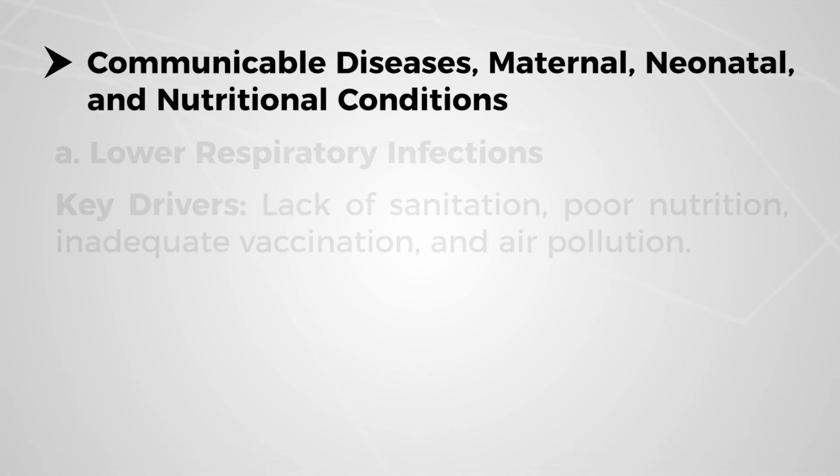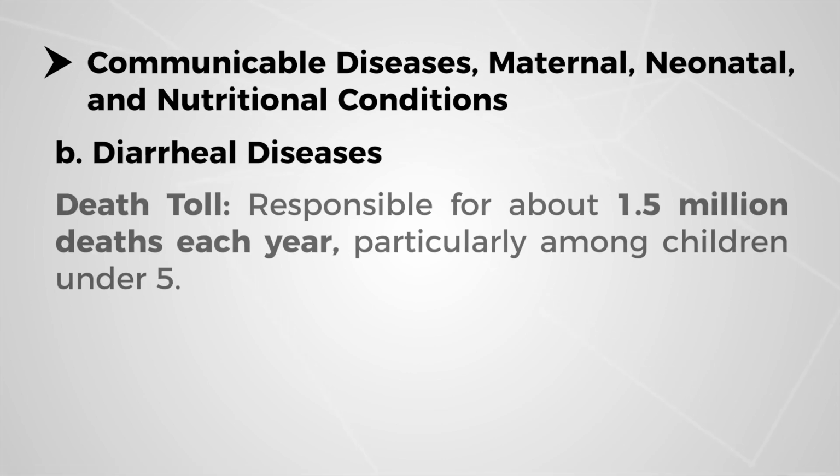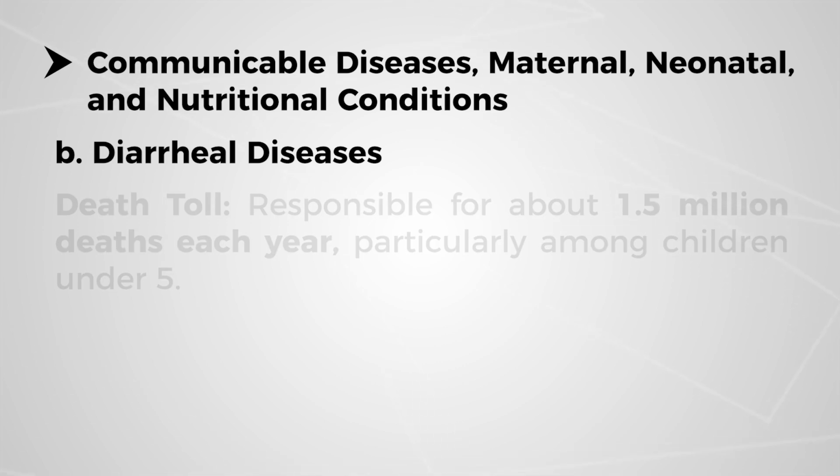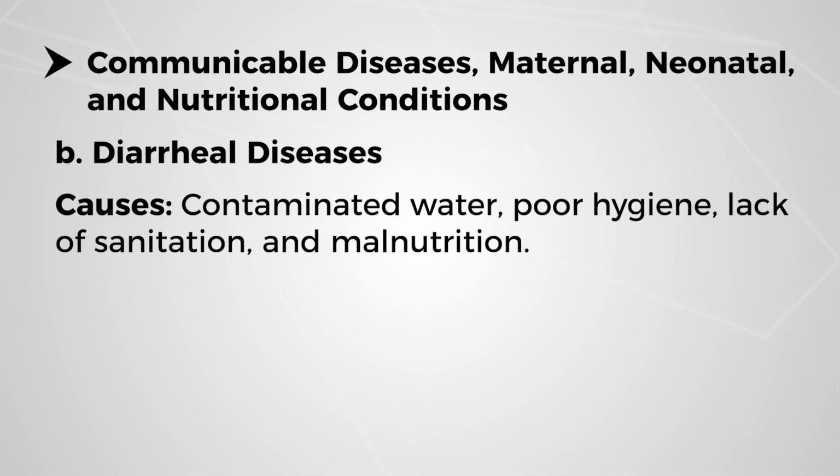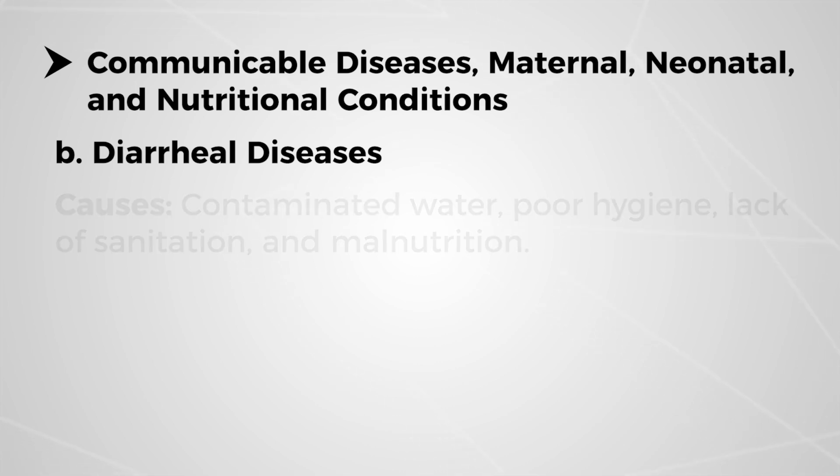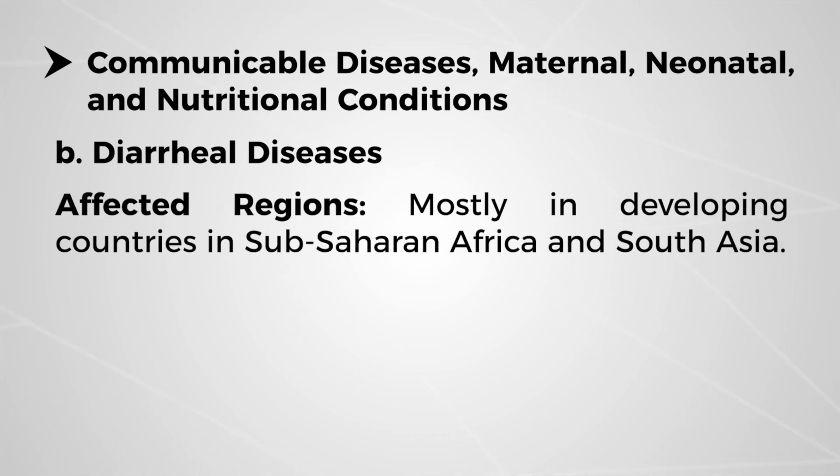Then we have another disease, diarrhea. The death toll is around 1.5 million deaths each year, particularly among children under 5. What are the causes? Contaminated water, poor hygiene, lack of sanitation and malnutrition. In India we also have problems of malaria. Affected regions are mostly developing countries, sub-Saharan Africa and also South Asia, for example.